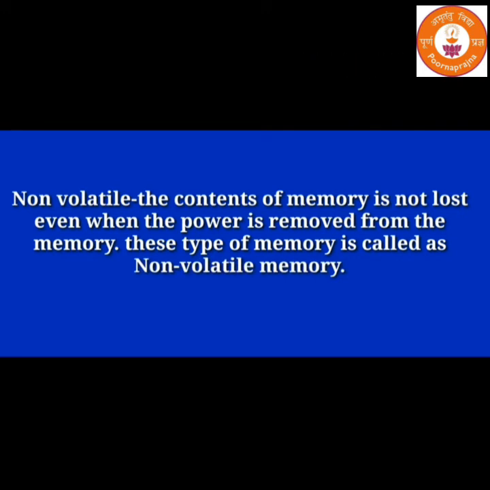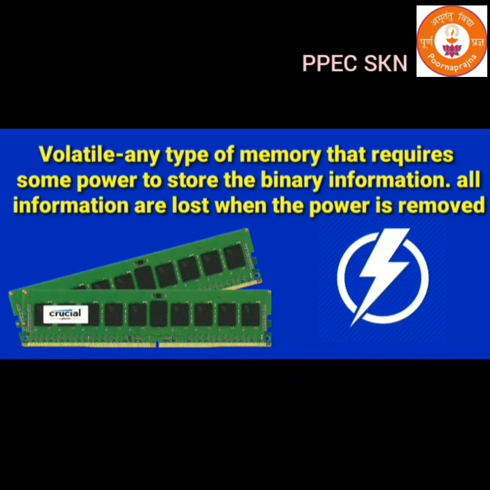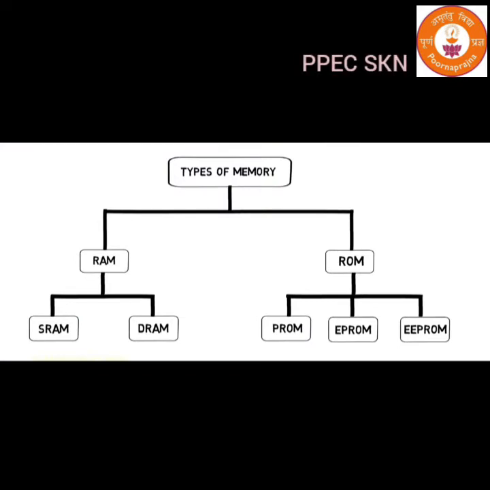Non-volatile memory means the content of the memory will be safe if the power is lost from that memory. And volatile memory is the memory that requires some power to store the binary information, to store the data. All information is lost when the power is removed. So hope it's clear for you what is the difference between random access memory and read-only memory.